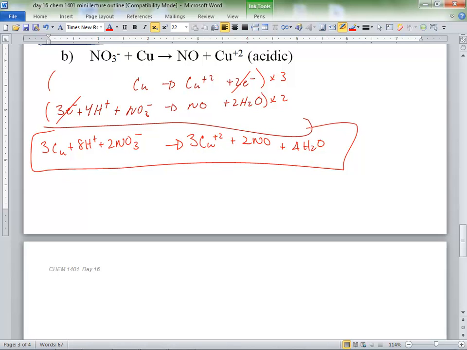It says acidic. So the only thing that you can do is see if your oxygens are balanced. 2 times 3 is 6. Here you have 2 plus 4 is 6. So I'd say you quit. All right, looks good.